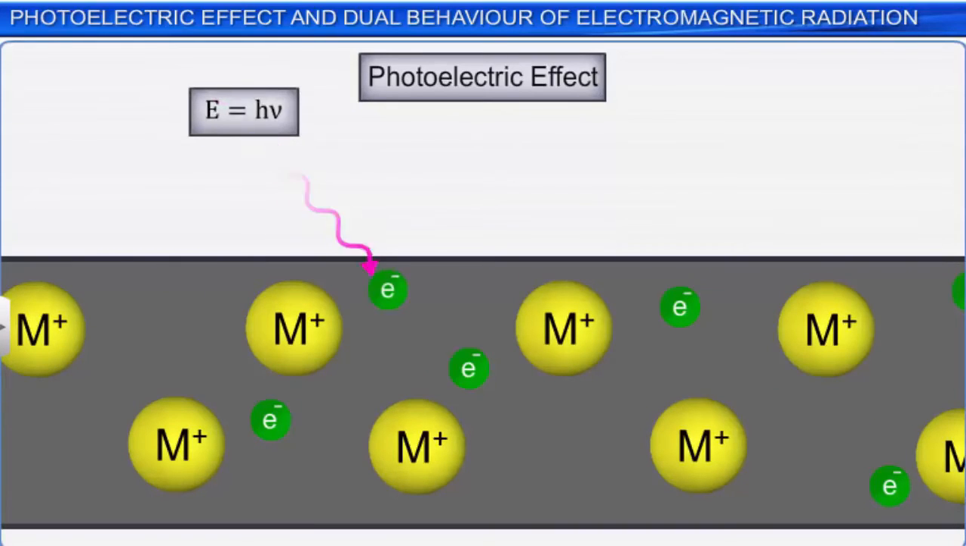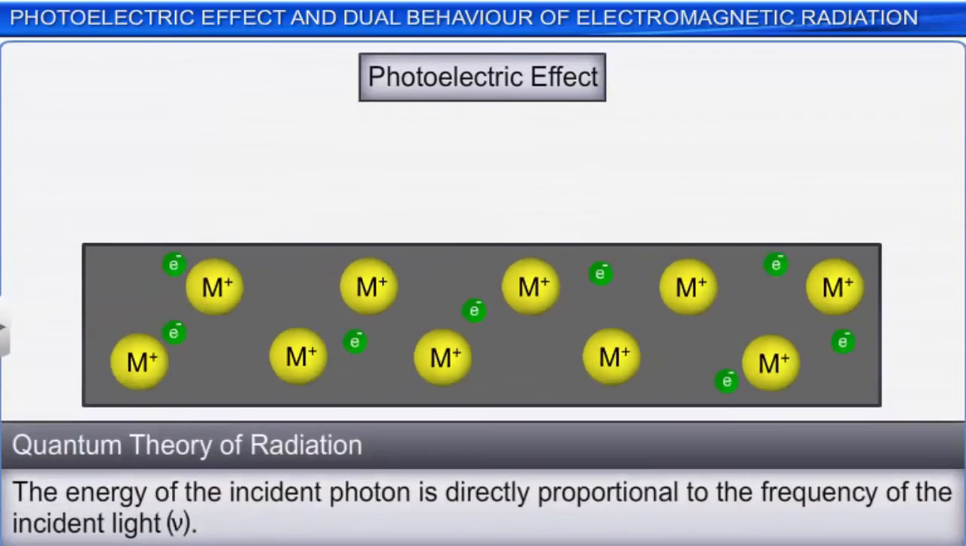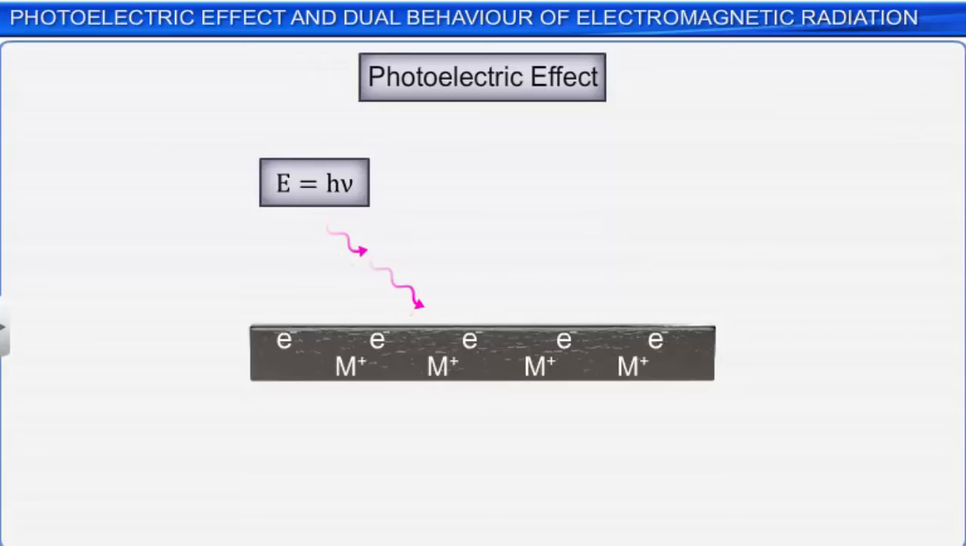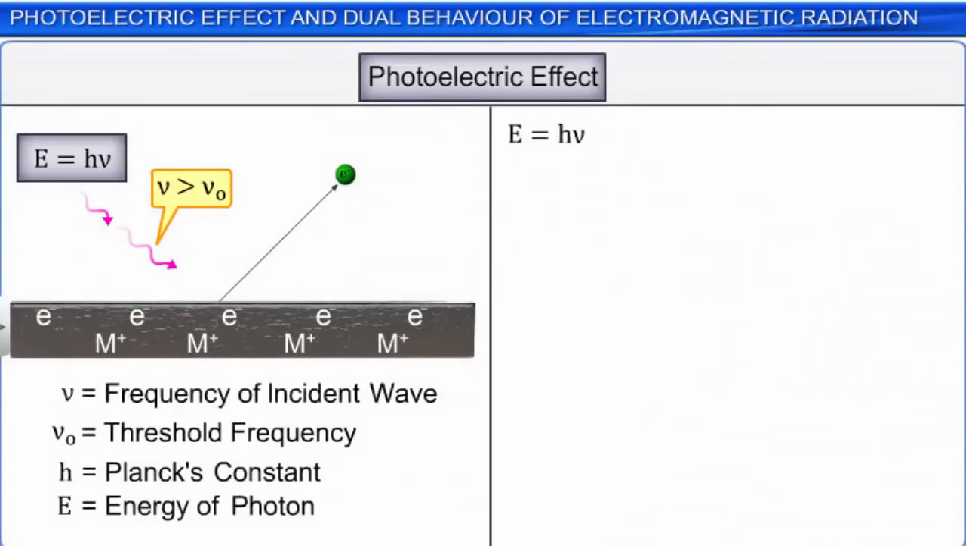surface. Thus, when a photon of sufficient energy strikes an electron in the atom of the metal, it transfers its energy. The energy of the incident photon is directly proportional to the frequency of the incident light. The minimum frequency that provides enough energy just to release an electron from the surface of the metal is called the threshold frequency, designated as nu naught.